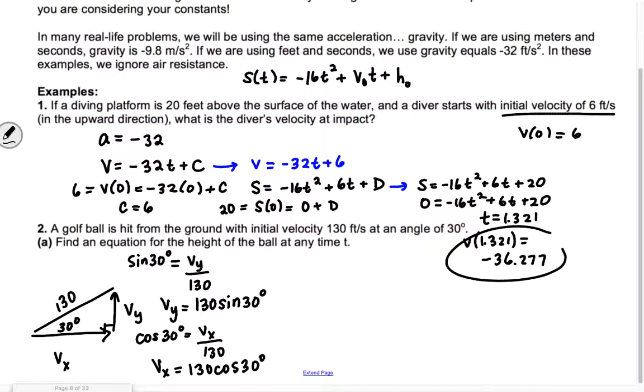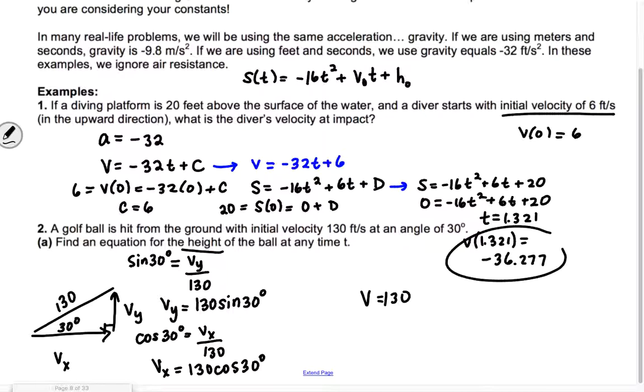Okay? So if we're talking about the equation for the height, are we talking about the y direction or the x direction? The y direction. Okay? So our velocity, we can't start out and say my velocity is 130, because it's not. It's going a certain speed in the x direction and a certain speed in the y direction.